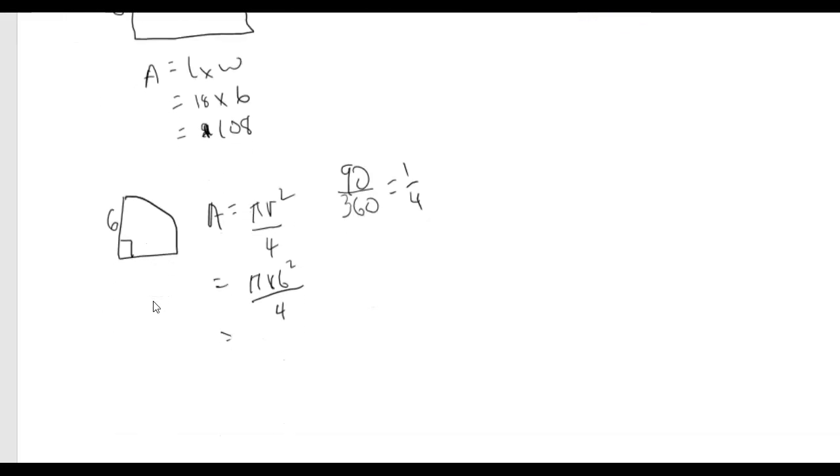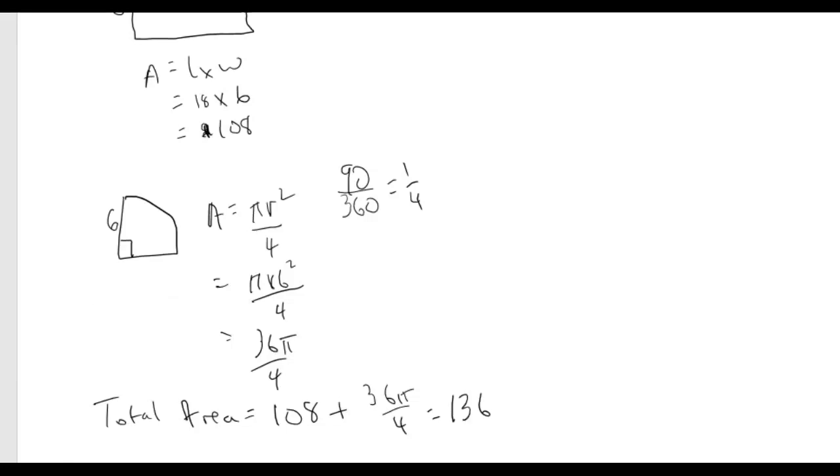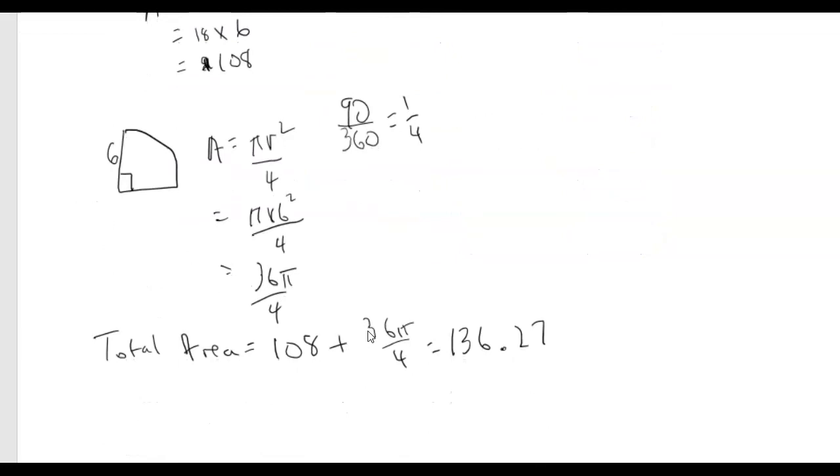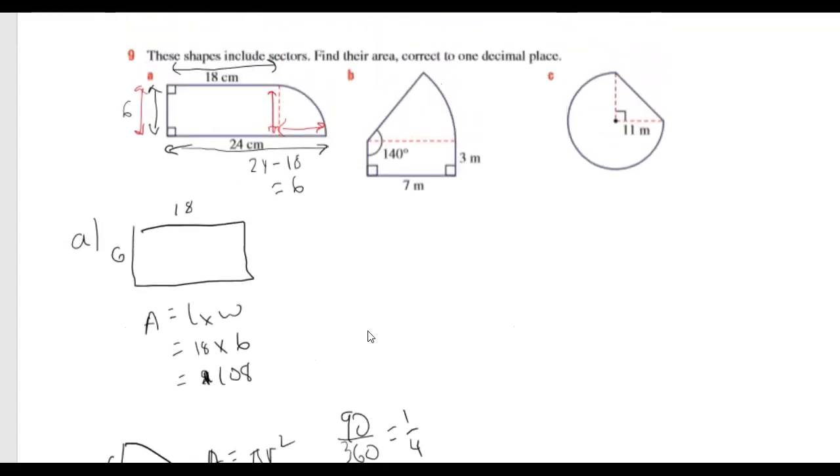I'm just going to write 36 pi on 4. Now, obviously, you can simplify that. I'm not going to because I've shown enough working. I'm just going to go straight to the total area. So the area of your rectangle plus the area of that quarter circle. And do that on your calculator. Now, my actual calculator's battery has died, so I'm going to just have to use my phone. Okay, and I get 136, and it was 2 decimal places, I think, so 0.27. Oh, it's to 1 decimal place. So to 1 decimal place, 136.3 centimeters squared.